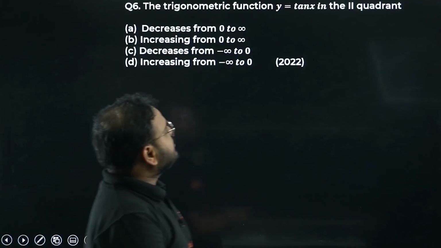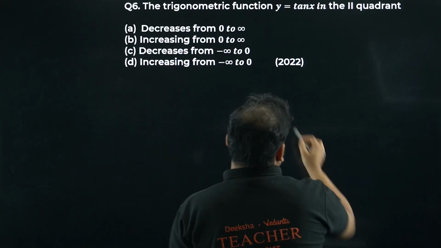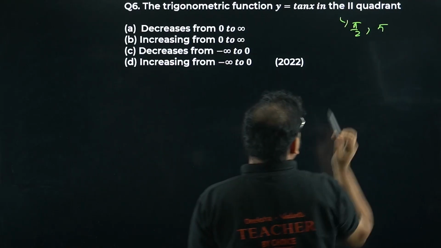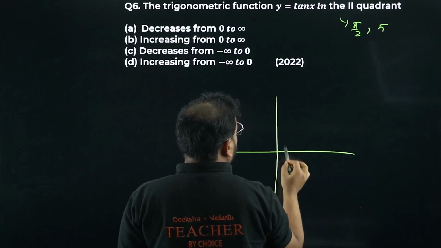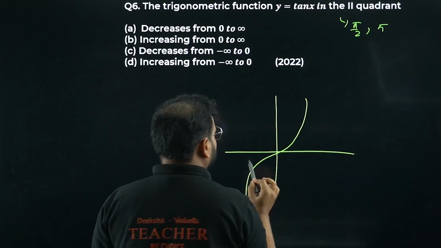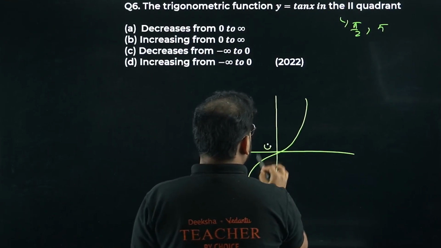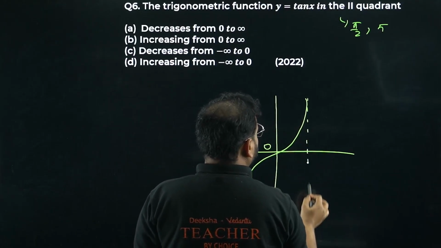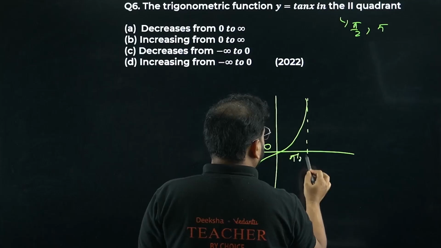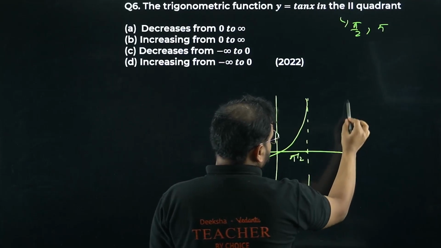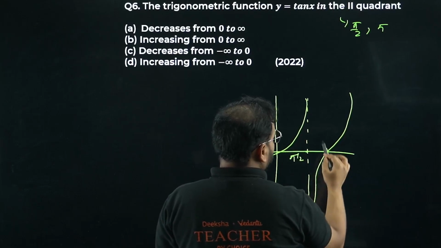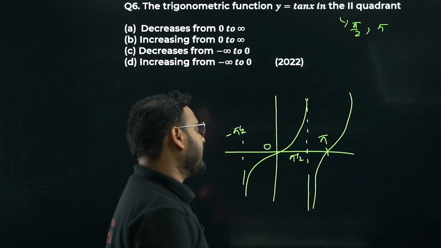The trigonometric function y equal to tan x in the second quadrant, means from pi by 2 to pi, right? Please check, the graph of tan, this is from 0. This is minus pi by 2, which doesn't require for us, and this is pi by 2. Next set again we'll start from here, right? You'll again have pi over here.